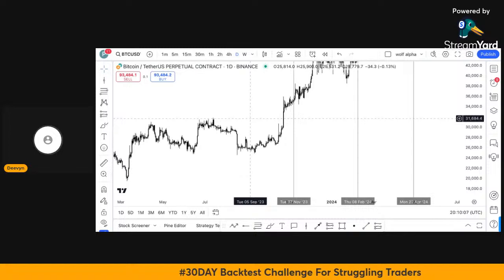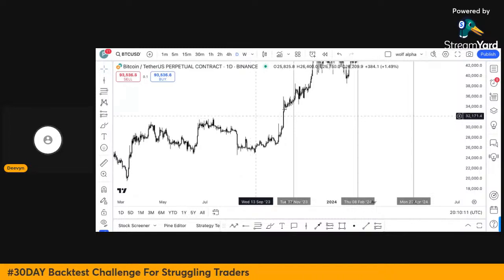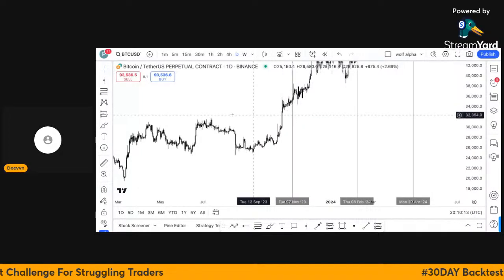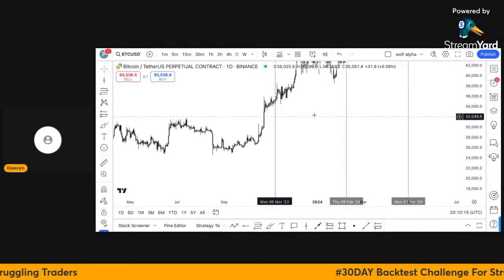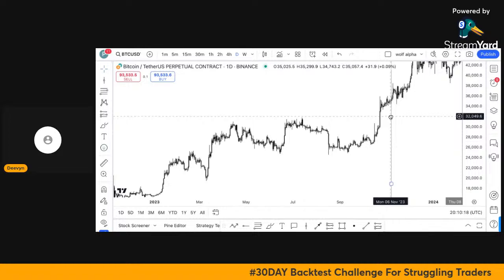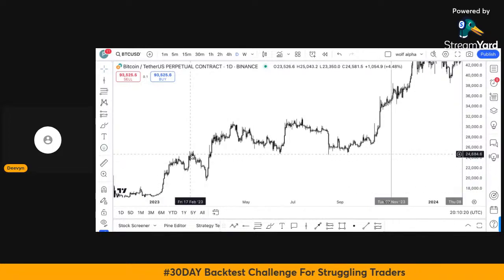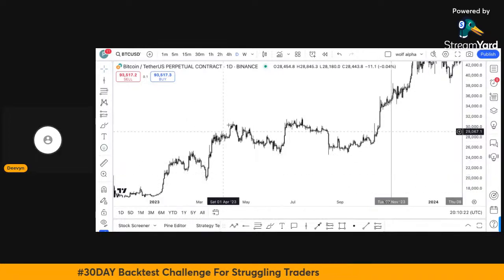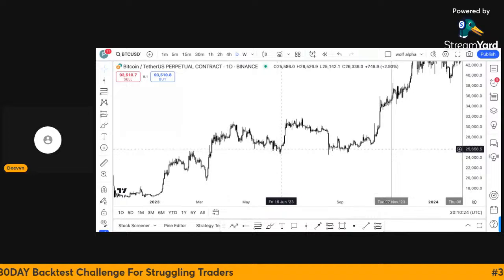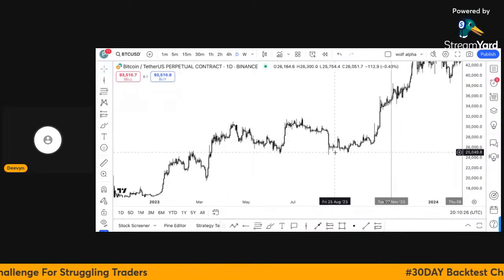Because we are seeing that currently price is also in an uptrend at this point in time. So now we can see that from this point, we had been in a very, very sweet uptrend.